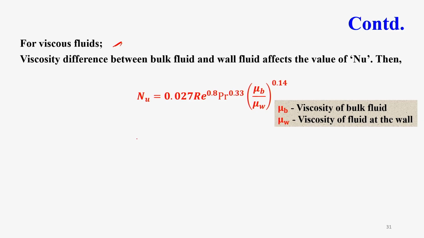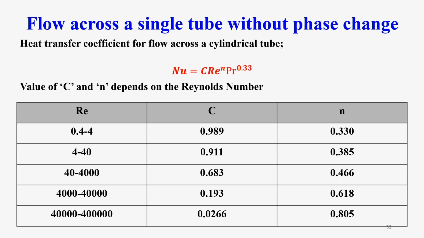And when we are dealing with a viscous fluid, the same correlation will be there with a slight change. It says 0.027 Re to the power 0.8, Prandtl number to the power 0.33, the coefficient now being 0.33. In addition, one term comes in: mu b, the viscosity of the bulk fluid, divided by the viscosity at the wall, to the power 0.14.